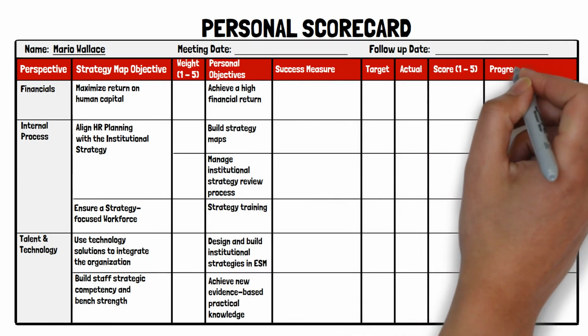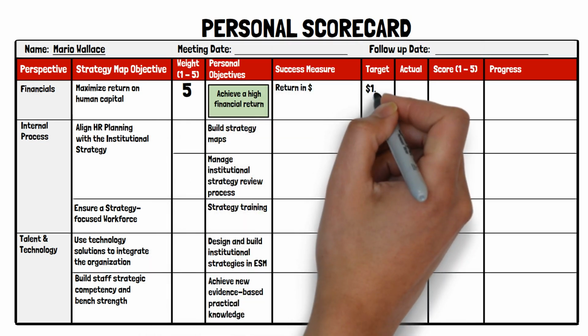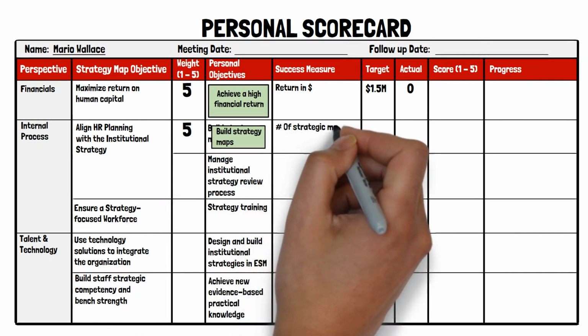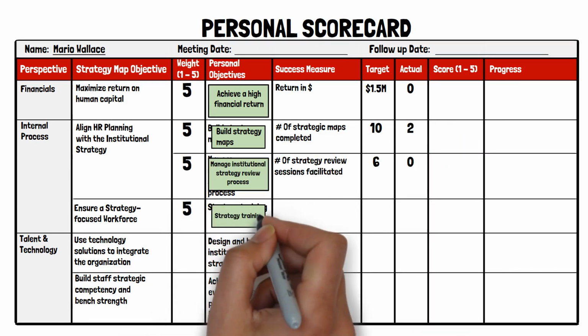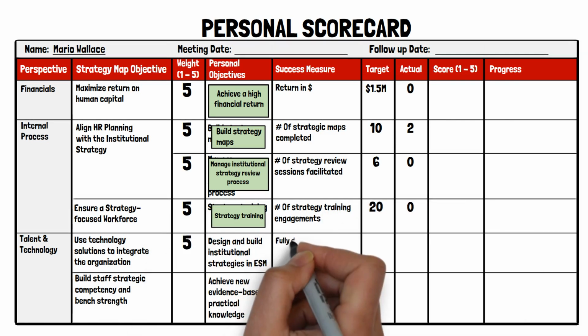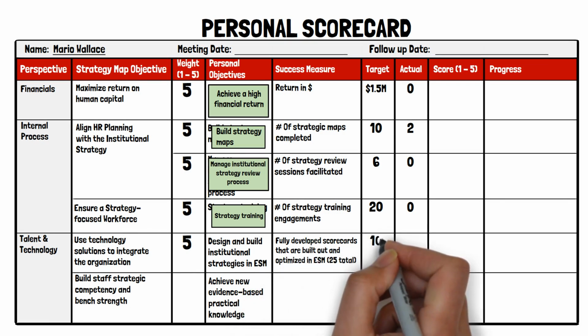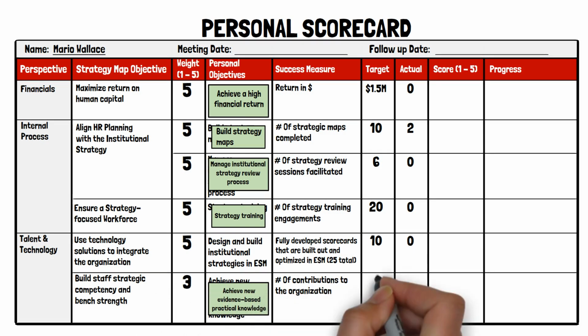For example, this target supports this objective: achieve a high financial return. The target is $1.5 million. The next one is to build strategy maps. The target is 10 strategy maps for the first year and 2 the second year. As it relates to training, this person must schedule at least 20 training engagements with people across the organization. Build the strategy into the executive strategy management platform. This employee must build at least 10 within the first year, and the last target is to attend 2 training conferences to increase his or her competencies. Record the score and the progress in the far right column.